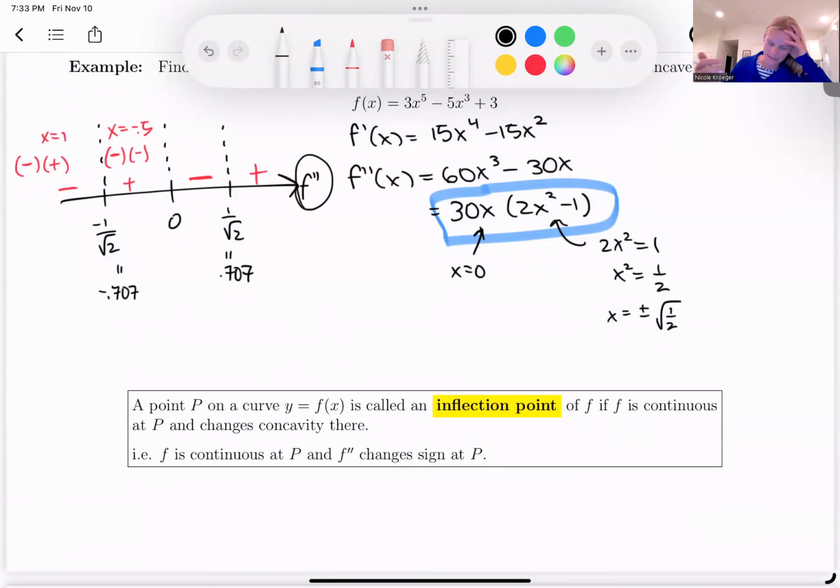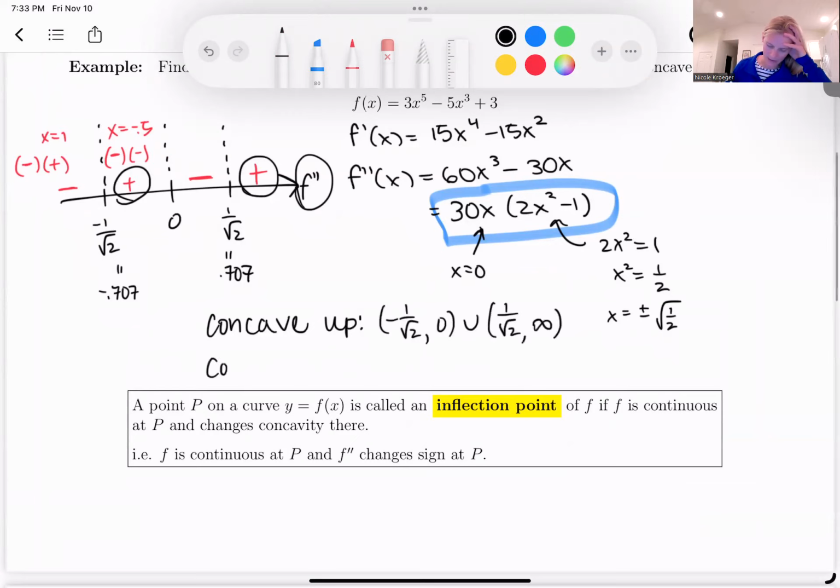The second derivative tells us concavity. So our function will be concave up when f double prime is positive. So that's going to be here and here. That'll be from -1 over root 2 to 0, and from 1 over root 2 to positive infinity. And then concave down from negative infinity to -1 over root 2, and then 0 to positive 1 over root 2.